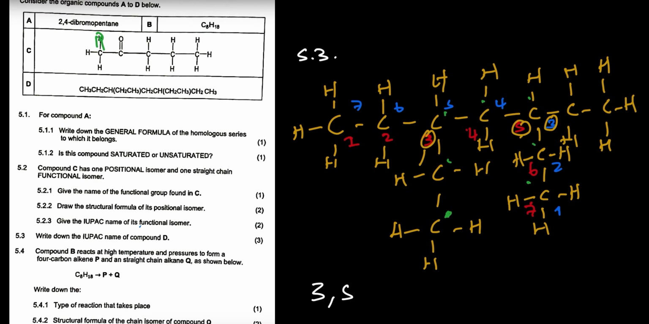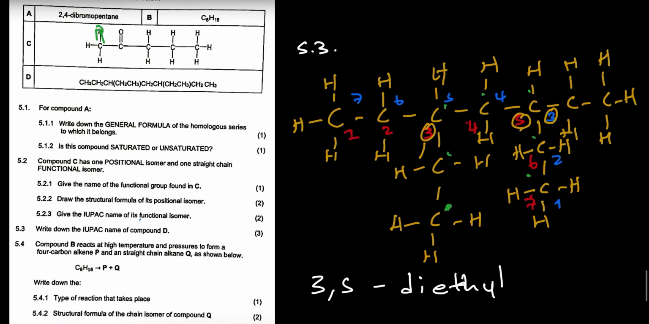But now what is the branch? The branch is 2 carbons. So if it is 2 carbons, that is going to be diethyl, because eth means 2 carbons. And then we have 7 carbons in the long chain, so 7 means what? Hept. So that's going to be diethyl heptane.